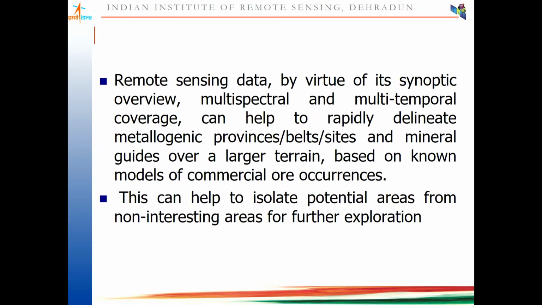So let's see some examples in multispectral, like maybe the ASTER data, because the ASTER data has a number of bands and its coverage all over the world is available. And then we will go for the next, hyperspectral data sets such as Hyperion or PRISMA or EnMAP. The advantages of remote sensing data are its synoptic view, and multispectral, hyperspectral and multi-temporal coverage also. So it can help us to delineate the different metallogenic provinces, belt sites and mineral guides over the terrain very easily.